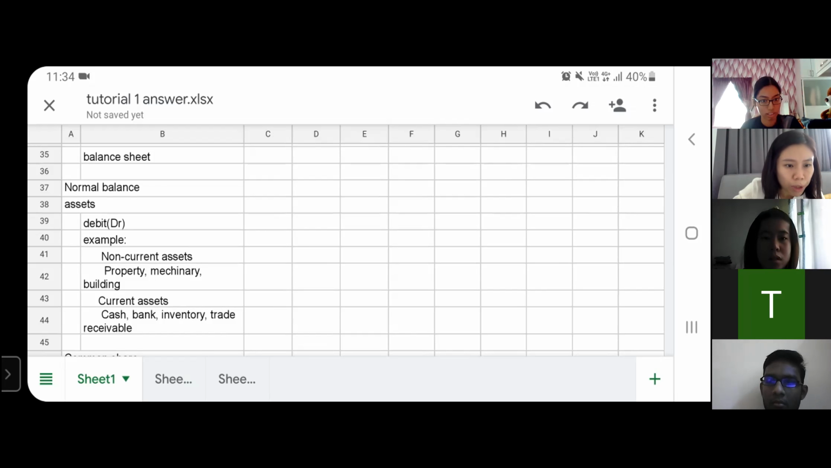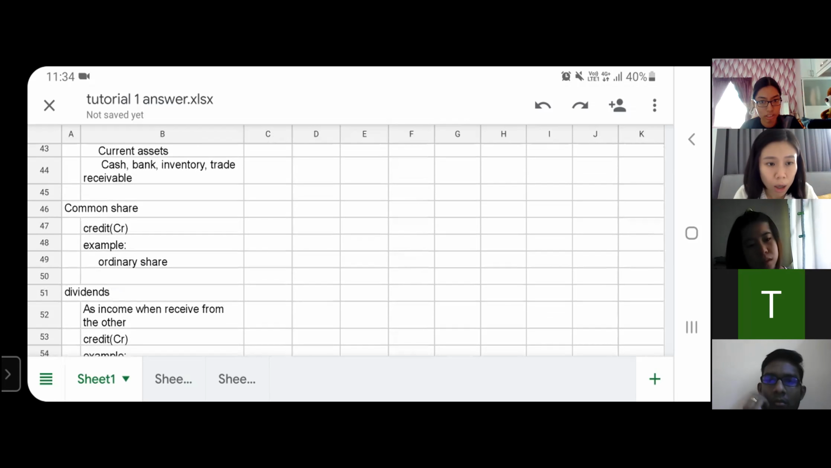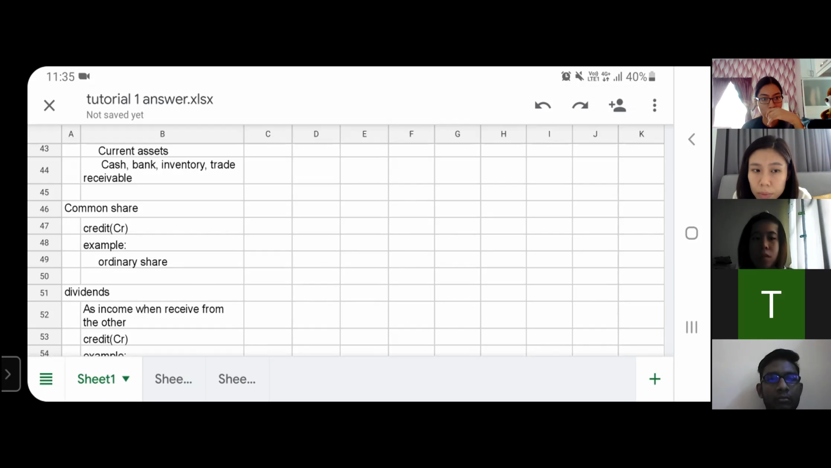Could we move on to the common share? Okay, Yuan Hao, try to explain more what is ordinary share. The ordinary share is the share a company has sold to the public, so anyone who can buy can buy the share from the company or on the bursa, I think it's Bursa Malaysia.